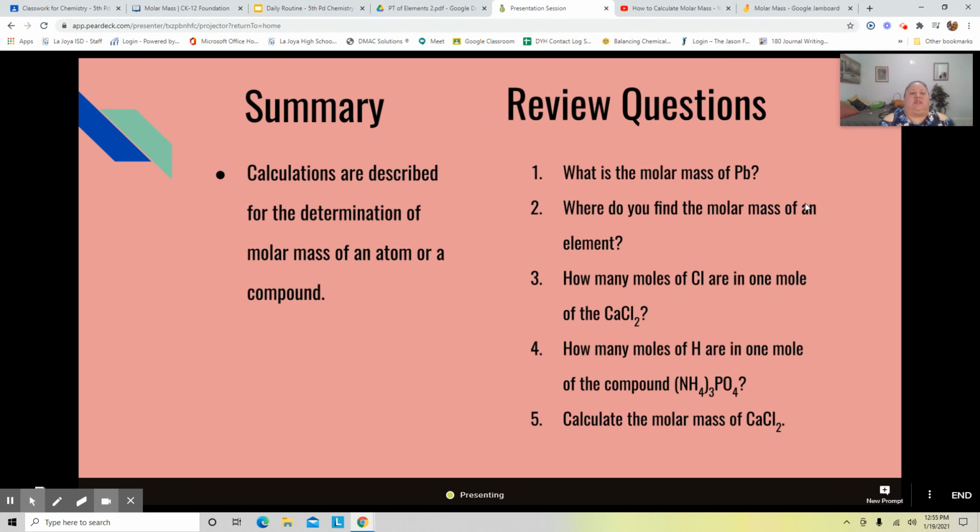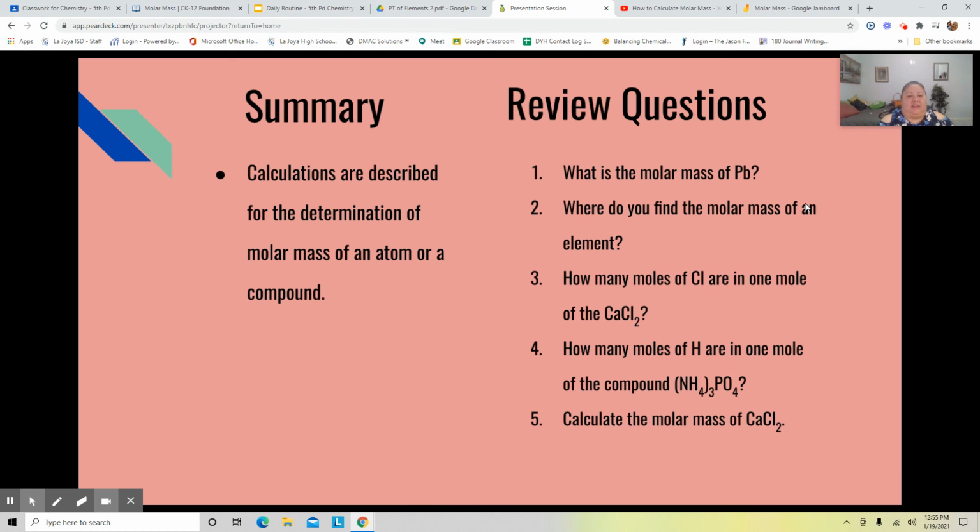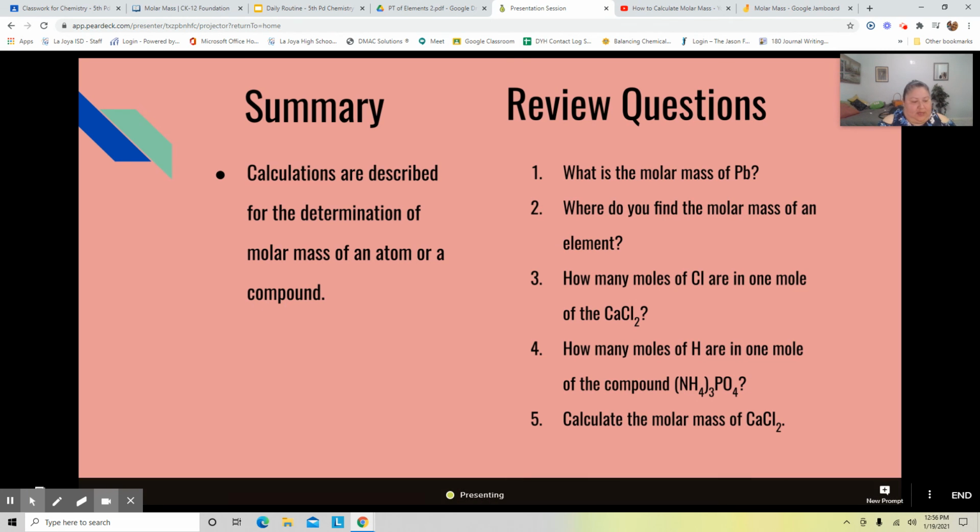All right. So, in summary, calculations are described for the determination of molar mass of an atom or a compound. Your review questions that we're going to tackle right now before you go. What is the molar mass of lead? Where do you find the molar mass of an element? And how many moles of chlorine are in 1 mole of calcium chloride? Number 4, how many moles of hydrogen are in 1 mole of the compound ammonium phosphate? And then number 5, calculate the molar mass of calcium chloride. All right, just a second.